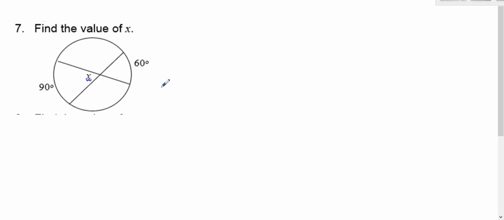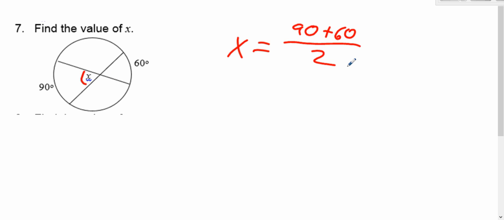The angle is formed by two chords. The angle in the middle equals the two arcs added together and divided by 2. So that's 150 divided by 2, 75.